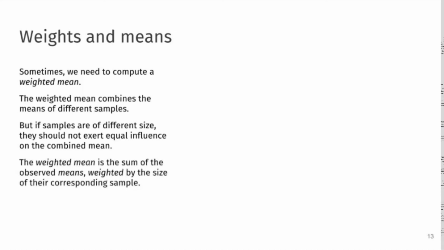So what we want is to find a way to balance those two things. Well, the weighted mean is just the sum of the observed means weighted by the size of their corresponding sample. So let's imagine that we had two samples of quiz scores, one with a mean of 7 that came from 9 students, and one with a mean of 9 but that only came from 3 students.